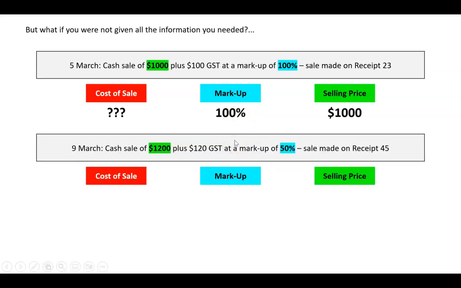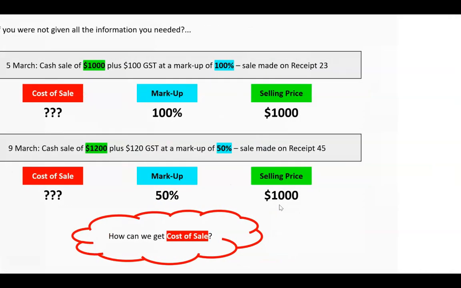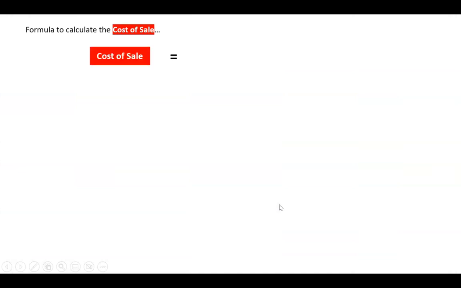Or what about this one? On the 9th of March, cash sale of $1,200 plus GST at a markup of 50%. Do I know the sale price? I do, but again, I know the markup percent, but I don't know the cost of sale. So I'm going to need some sort of formula to help me calculate these missing numbers. How do we get the cost of sale? So the formula to do that is this.